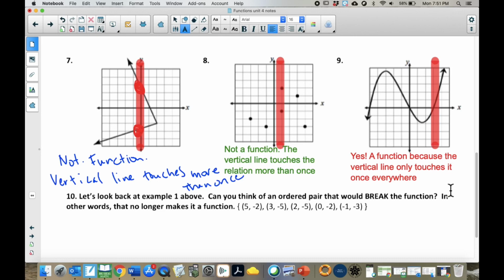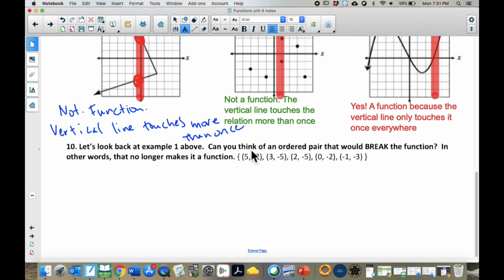Okay, this last question kind of turns the whole thing upside down. So rather than asking us, is it a function or not, we're given one, and it says, look back at example number 1. So this is one that we already decided is a function, because every x has only one y. So now we're being asked to think, can you think of an ordered pair that would break the function? Like if we added another point in there, what's another point that we could add that would make it not be a function? Well, we have to think about our x values and then think of a y value that would make it not a function.